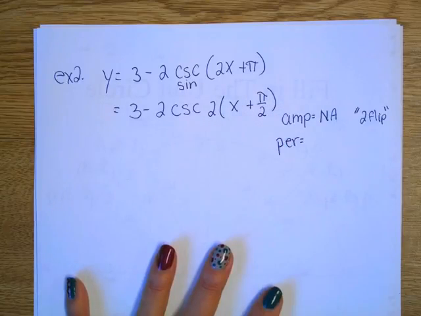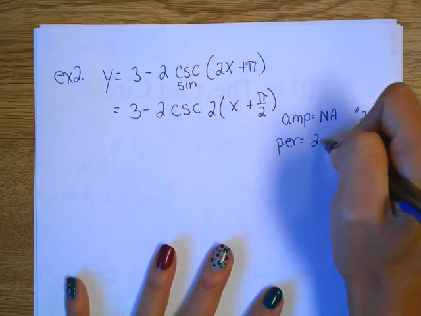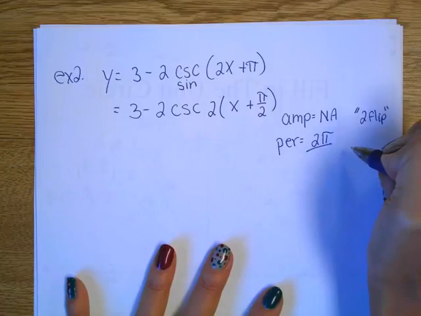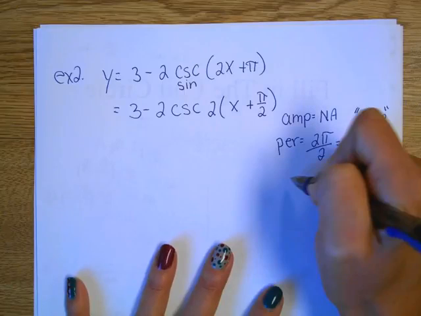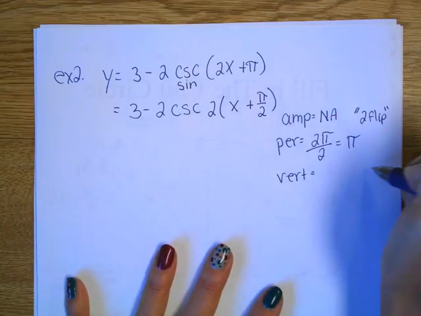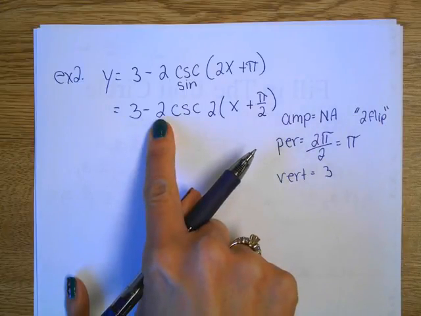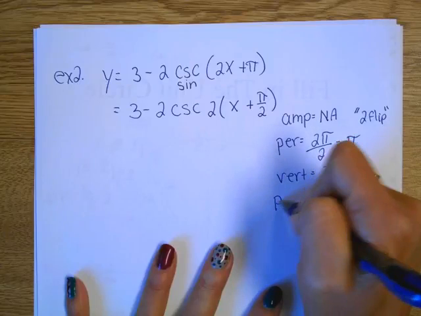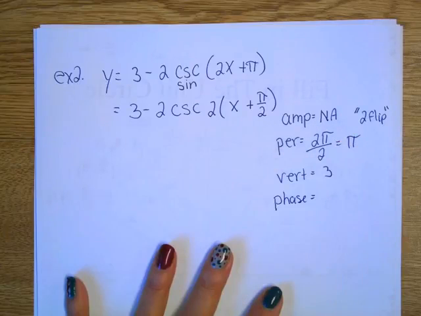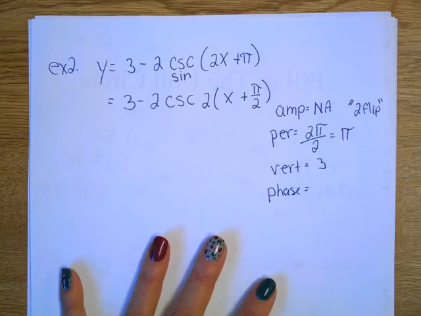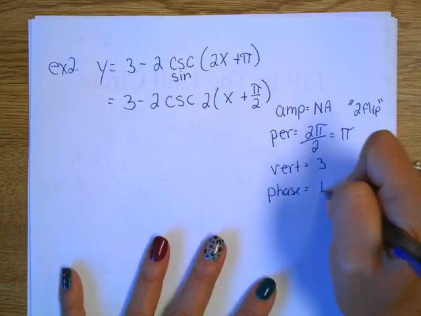So for cosecant, is amp always going to be NA? Always. Period is 2 pi divided by what's the B? 2. A 2, so the period is pi. Vertical shift? The 3 is the vertical shift number. This negative 2 was our amp number here with 2 with the flip. Betsy. Phase? What's our phase? Pi left. Pi over 2.